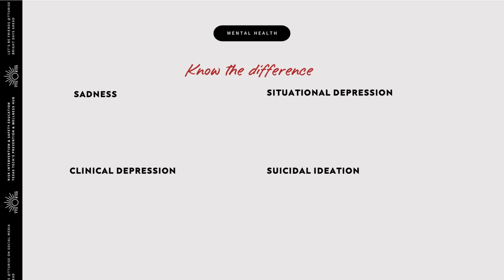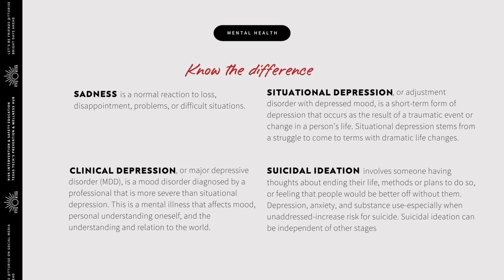So similar to the last activity that you just did, you're going to match the following keywords to the correct definitions. As we were talking about anxiety and mental conditions like that, now we're going to be talking about sadness, situational depression, clinical depression, and suicidal ideation. Now that you've done the matching activity, let's talk about the definitions of each of these.